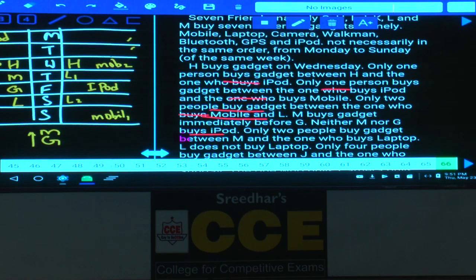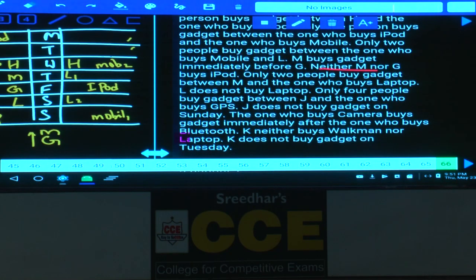Only 2 people buy the gadget between M and the one who buys laptop. Between M and the one who buys laptop, there must be exactly 2 people here. As there must be exactly 2 people between M and the one who bought laptop, laptop is here. Neither M nor G buys iPod. L does not buy laptop. And M and this one, L does not buy laptop.